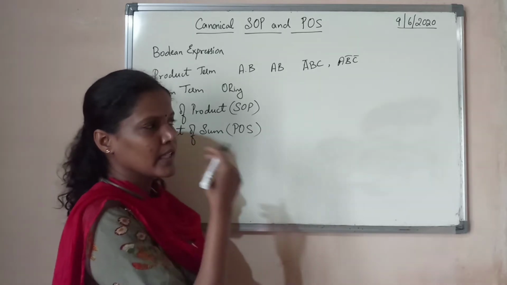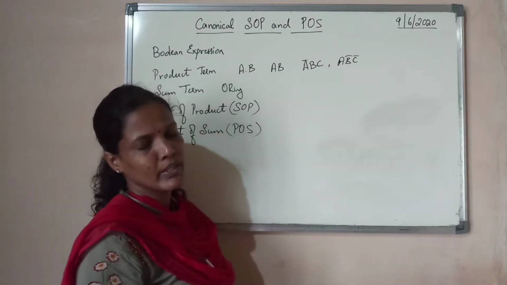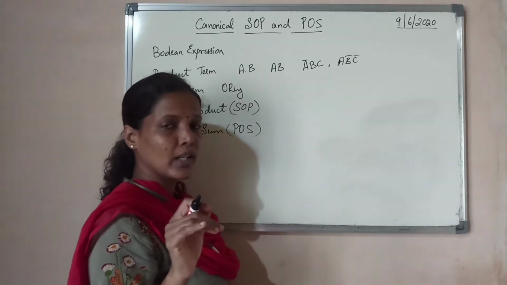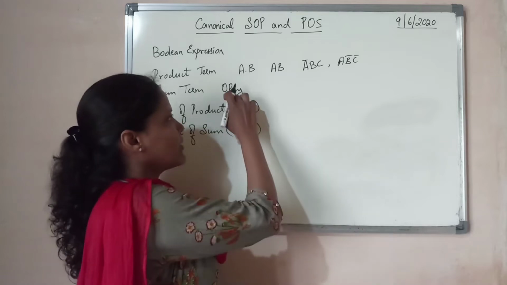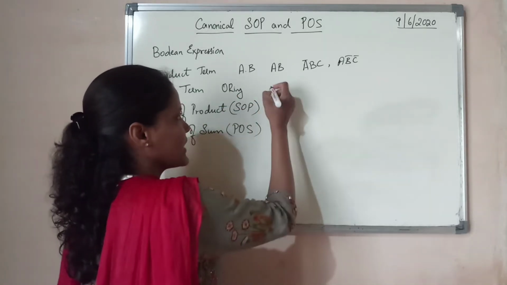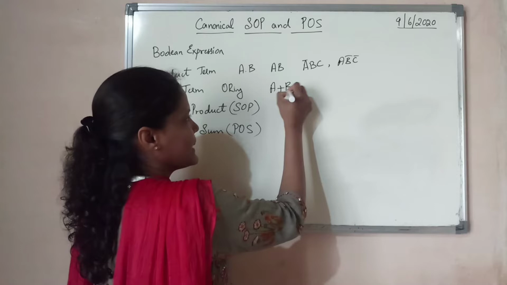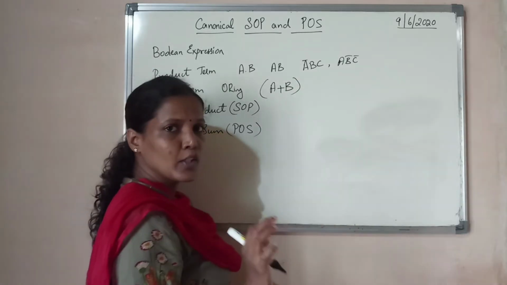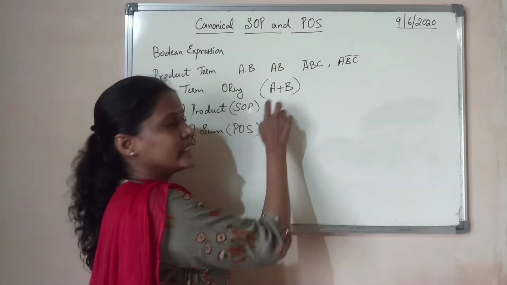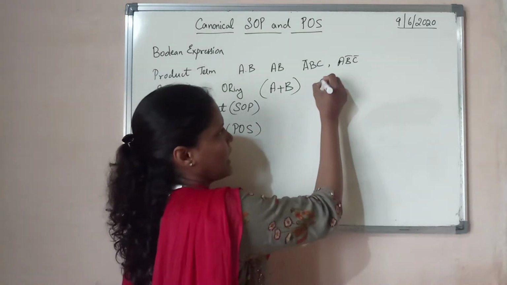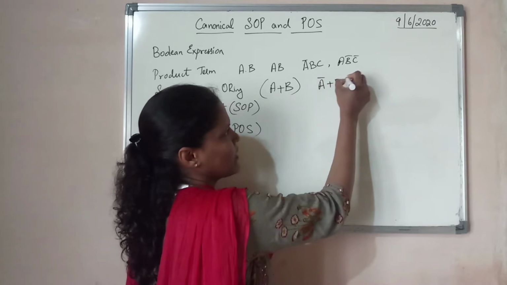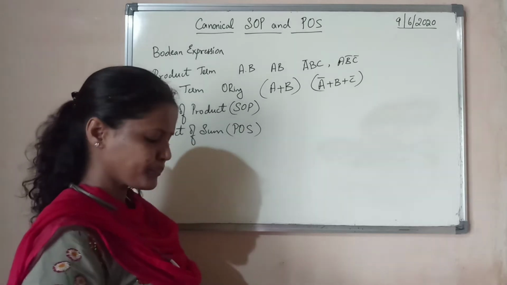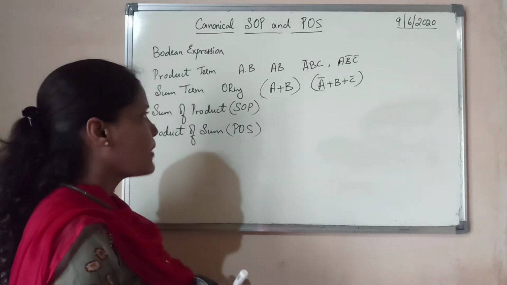Even here, the variables can be written either in the complemented form or uncomplemented form. Between two variables, if we put a plus mark, that itself will be called the logical ORing. To explain that with an example, a plus b: this entire thing is one term, where a and b are the two variables that are being logically ORed. So whether it is in complemented form or uncomplemented form, this itself will be called the sum term.